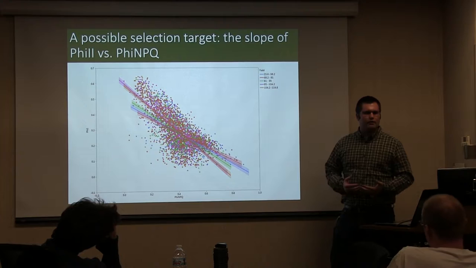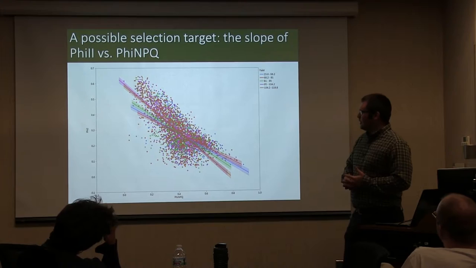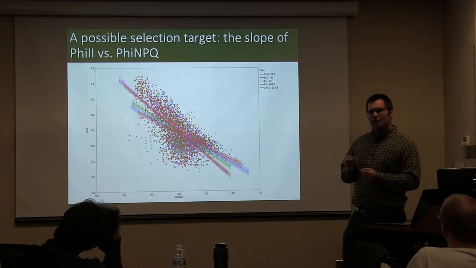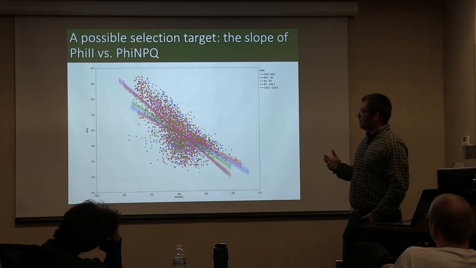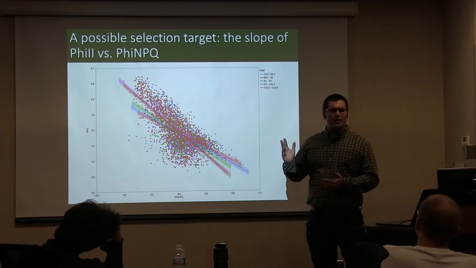Dr. Kramer already mentioned this relationship briefly in his talk, and I think a collaboration between our group and his will hopefully be able to tease apart this relationship more. But at least at this point, we've targeted this relationship, whether it be the slope of the line or the ratio of Phi2 versus Phi NPQ, as a possible selection target.